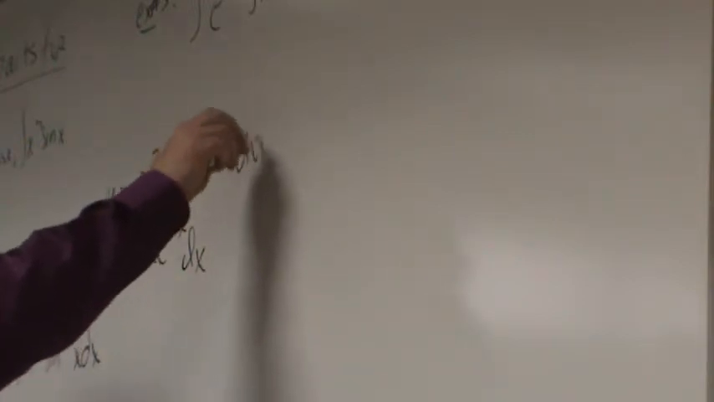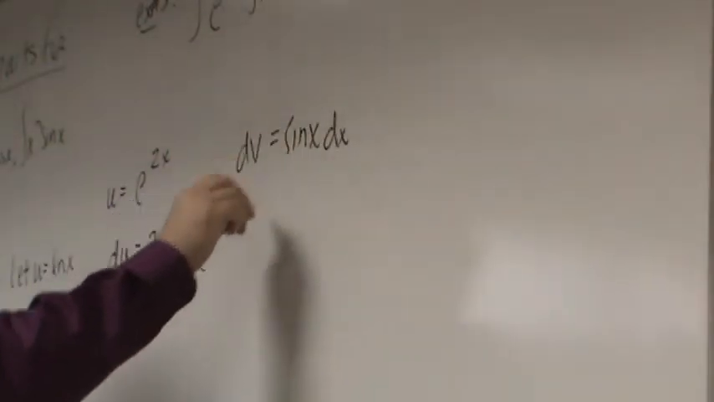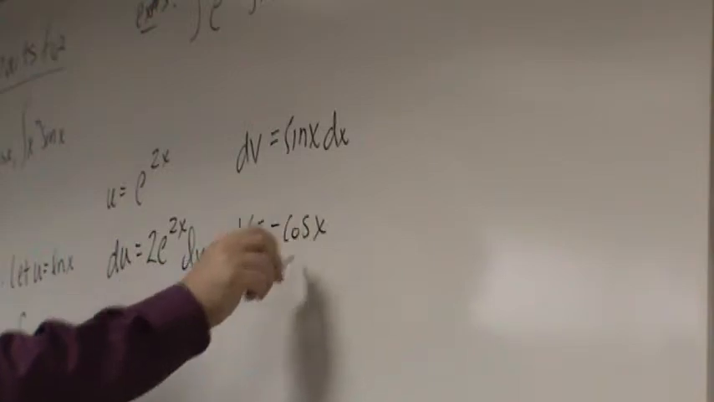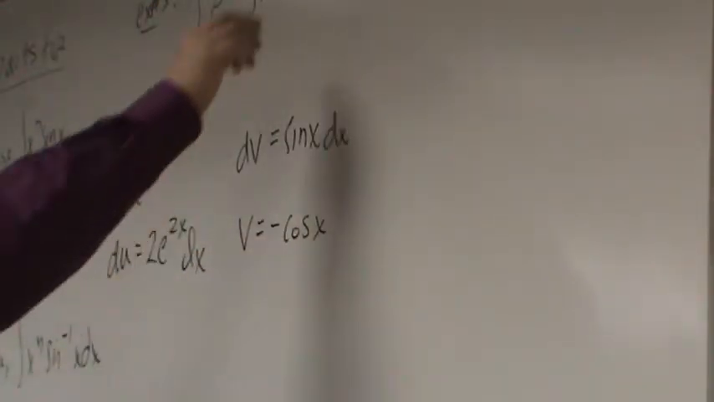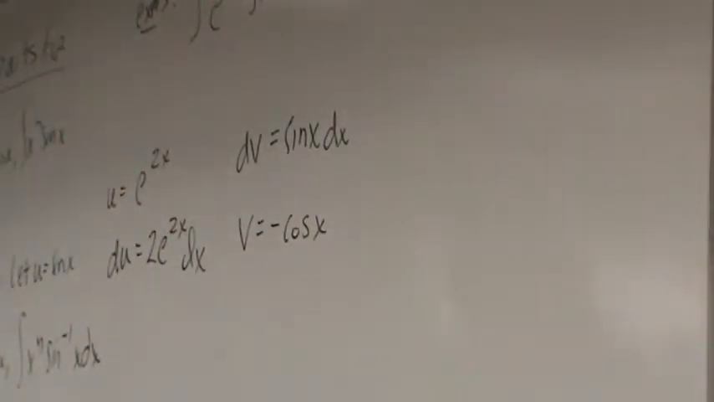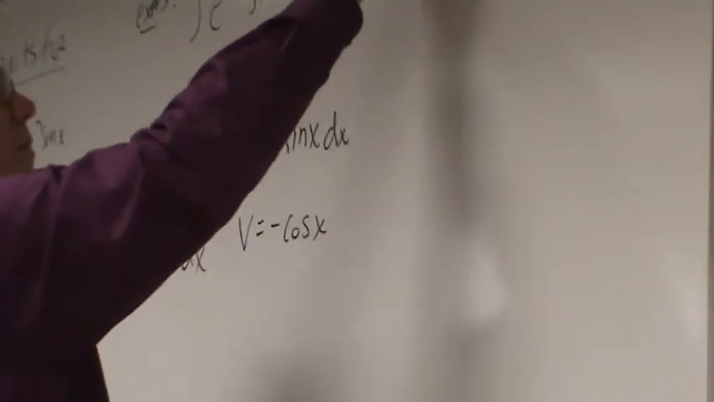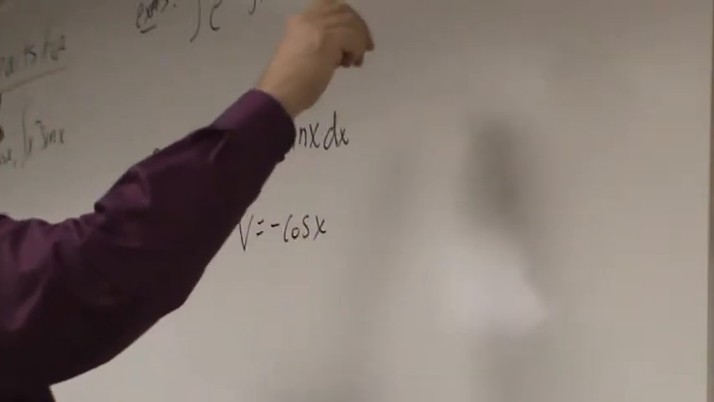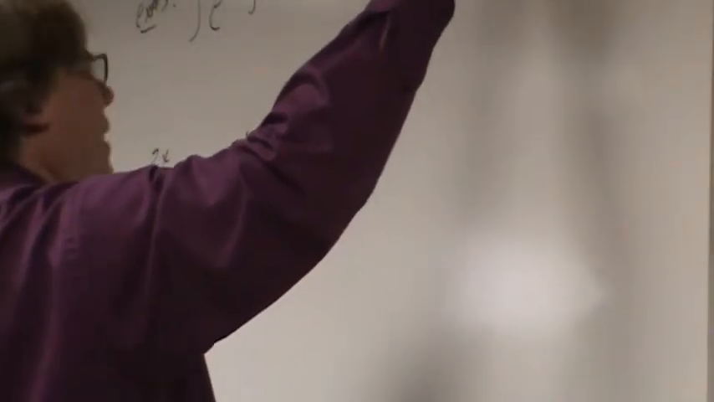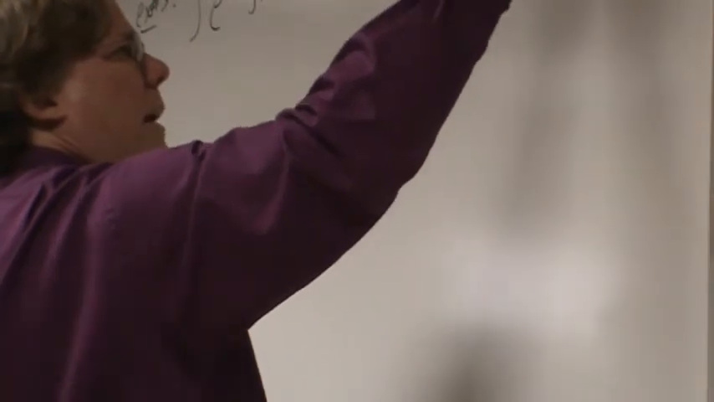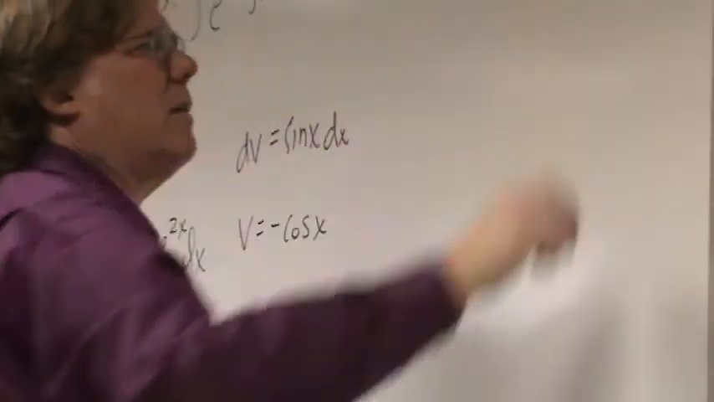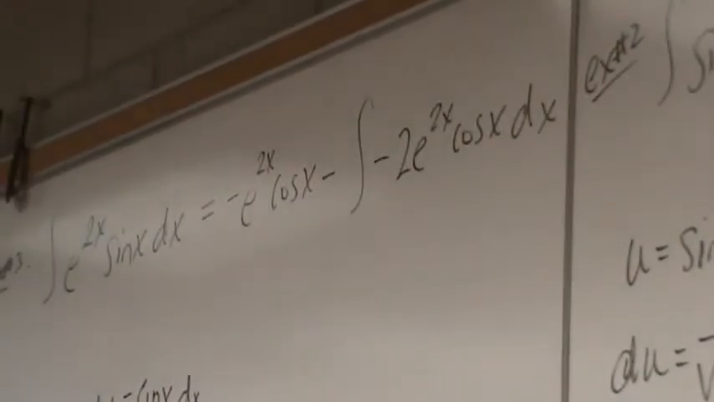So anyway, I'm going to choose my u to be e to the 2x, and my du is 2e to the 2x dx. My dv is going to be sine of x dx, and so my v is going to be negative cosine of x. And let's go ahead and plug it in. So now I'm going to have negative e to the 2x cosine of x minus the integral of negative 2e to the 2x cosine x dx. You guys okay with that?